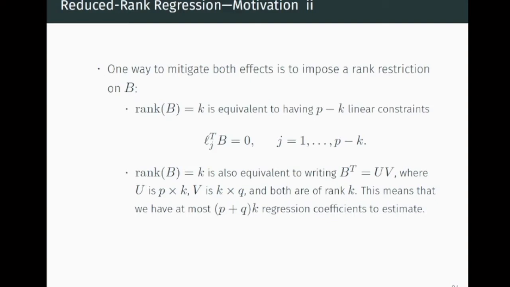And so this assumption that the rank of B is equal to k allows us to rewrite B transpose as U times V, where U is p times k and V is k times q, and both are of rank k. And so this means that we have at most p plus q times k regression coefficients to estimate. But we'll see later that it's actually a bit smaller because it actually imposes more constraints than this on the number of free parameters.